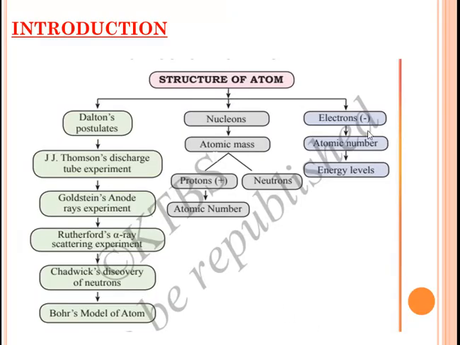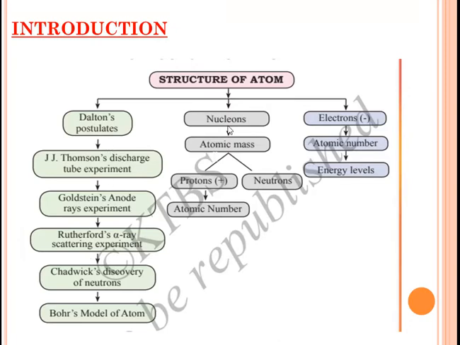Okay, this is the flow chart given in your textbook in which everything is written that what we have to study in this chapter. Just in short, they have given this flow chart. So this is the structure of atom. In that we have to read about Dalton's postulates, then J.J. Thomson's discharge tube experiment, then Goldstein anode ray experiment, after that Rutherford alpha ray scattering experiment, Chadwick's discovery of neutrons, Bohr's model of atom. These were the scientists who have given different theories about the structure of atom, and also they have discovered the electrons, protons and neutrons. About these theories we'll learn in that.